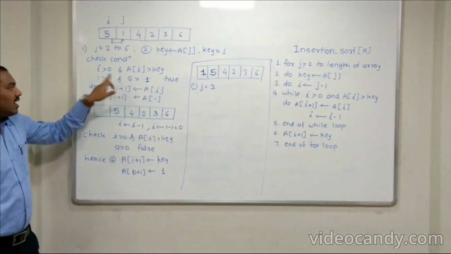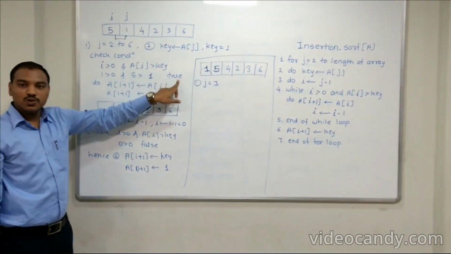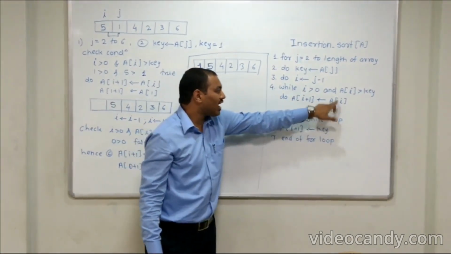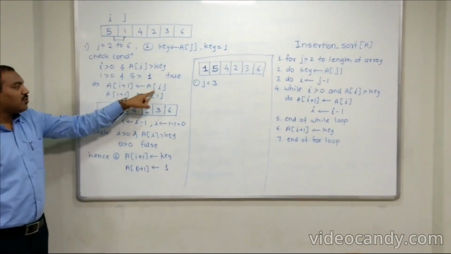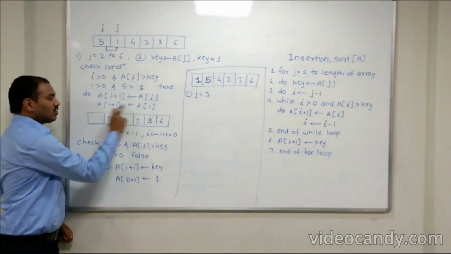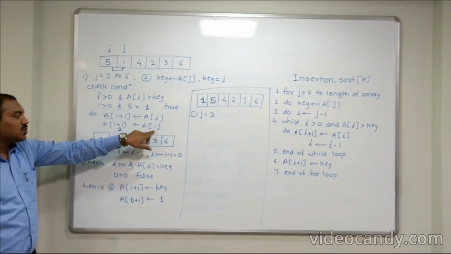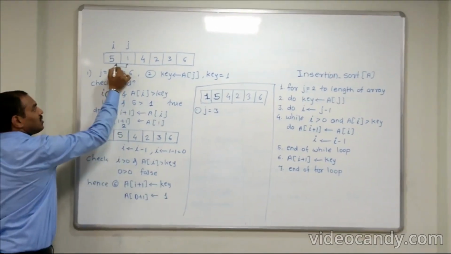And when we compare, 1 is greater than 0, 5 is greater than 1, condition true. So when this condition is true, we have to swap a of I with a of I plus 1. So that's why here we have swapped a of I with a of I plus 1. The value of I is 1, 1 plus 1 becomes 2. So element at first position goes to the element at second position. So the swapping will be done like this.